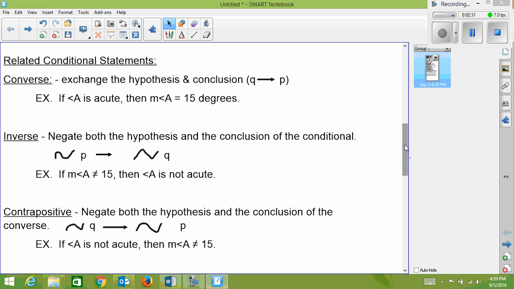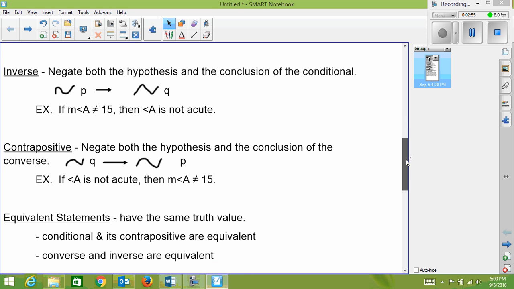Contrapositive, you need to negate both the hypothesis and the conclusion of the converse. So if not Q, then not P. So you're flipping it around so that it is the converse, and you're saying not to both of them again. So if angle A is not acute, then the measure of angle A is not 15 degrees.